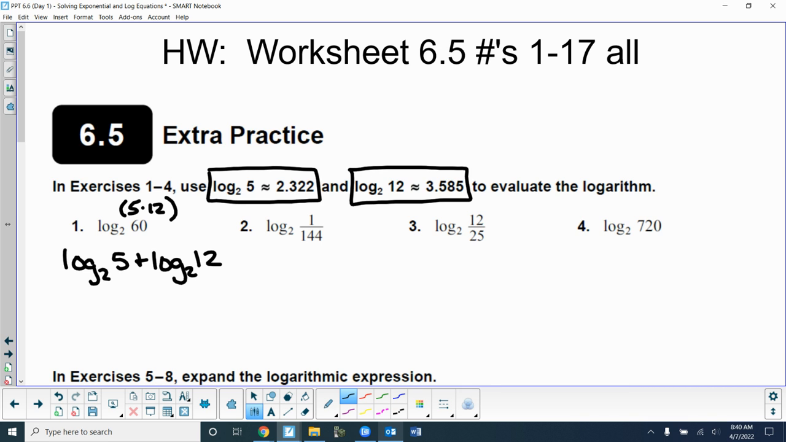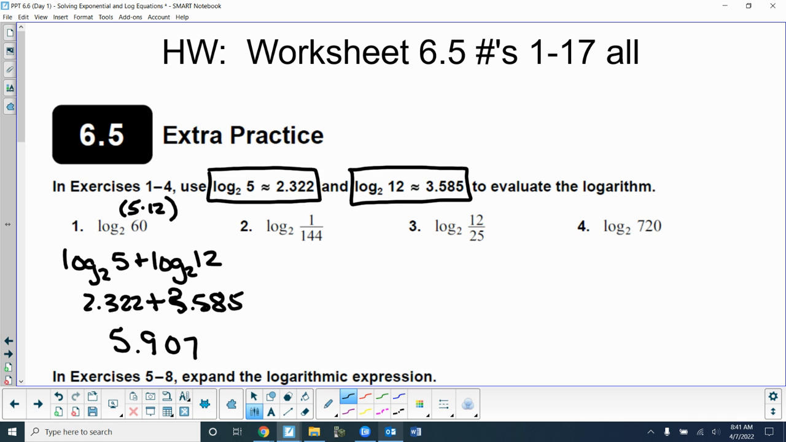Okay? So we can expand it. That's expanding, changing multiplication to addition, changing division to subtraction. Okay? So they wanted us to add these two answers in. 2.32 plus 3.585. So 2 plus 5 is 7, 2 plus 8 is 10, carry the 1, 4 plus 5 is 9, and 2 plus 3 is 5. Okay, so that's the answer.